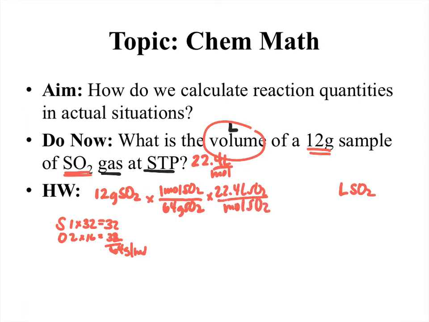My grams cancel out, my moles cancel out, I'm left with liters. I put in my math, which would be 12 divided by 64, and then times 22.4, which gives me a 4.2 liter sample of SO2. So that is a basic multi-step conversion problem. Next up.